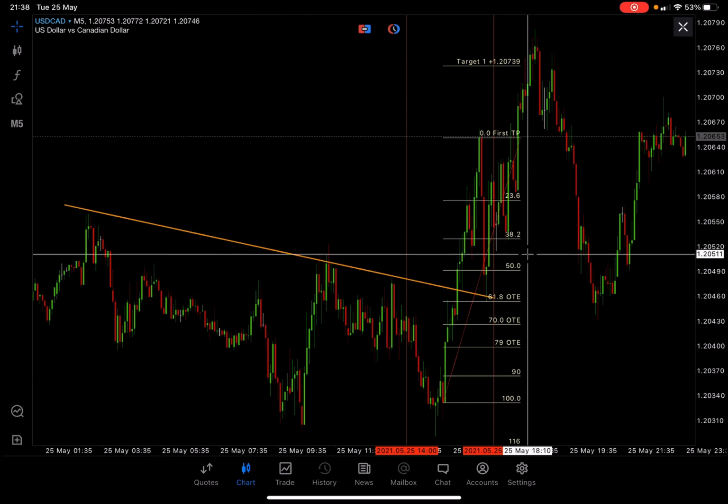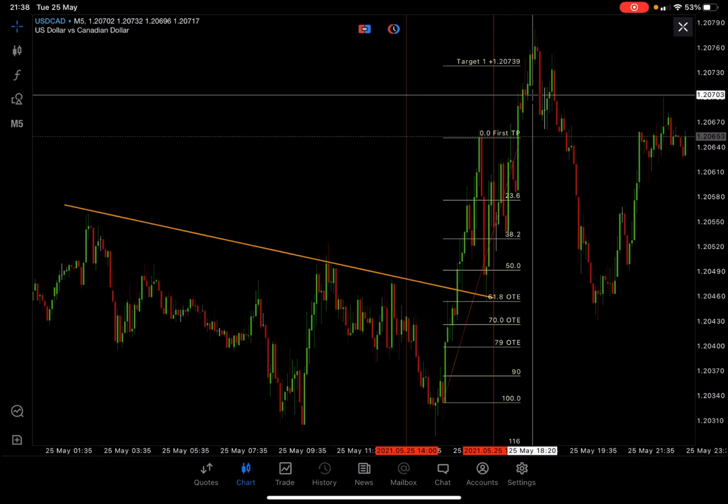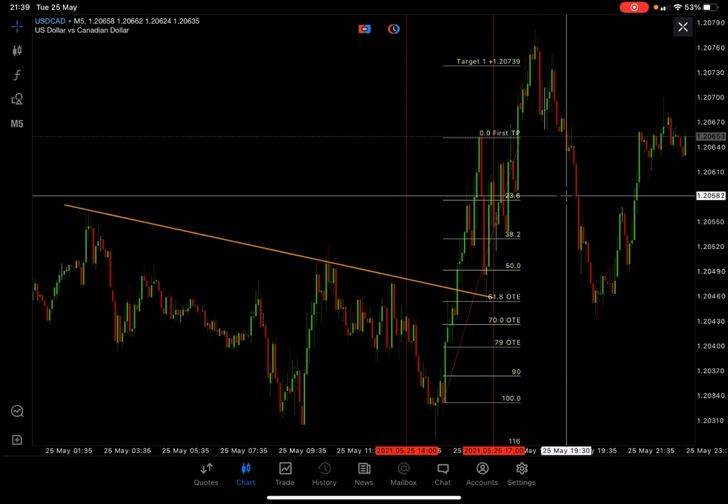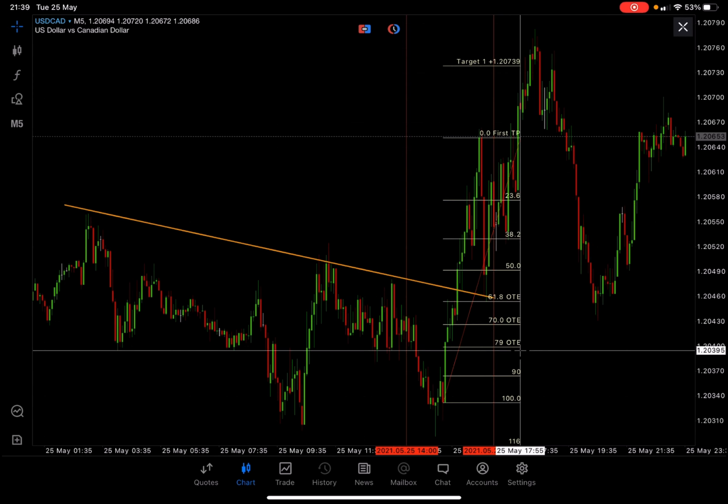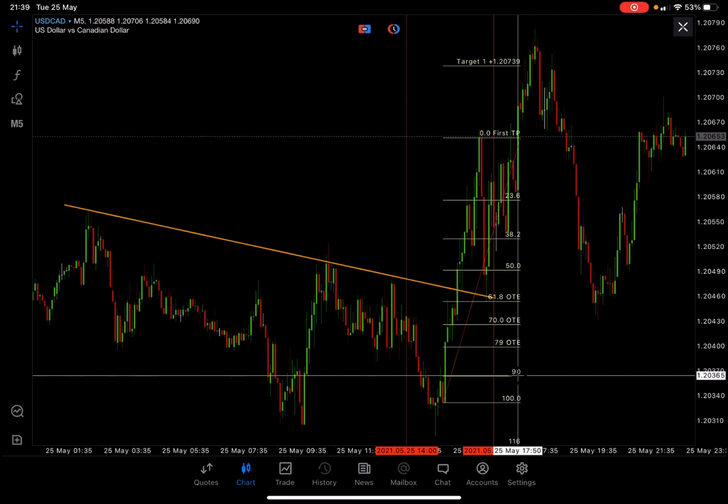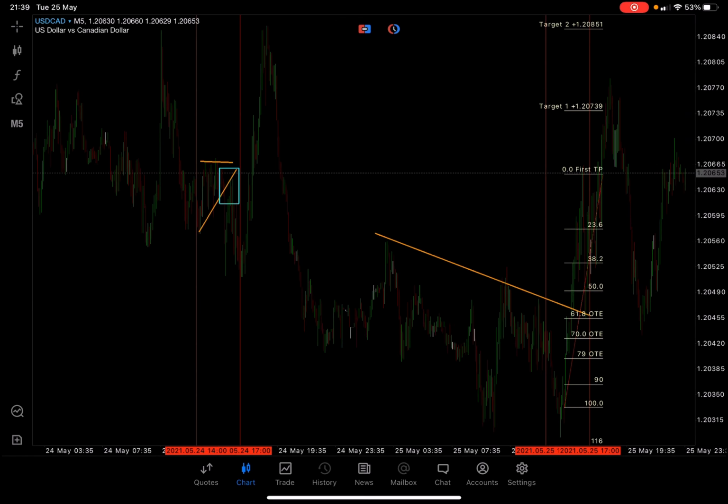You would have even took profit up here or took profit somewhere along the line, or you could still be holding and have your stop loss down here. So either way, it is still good and good profit.